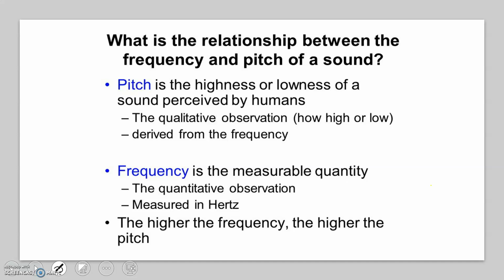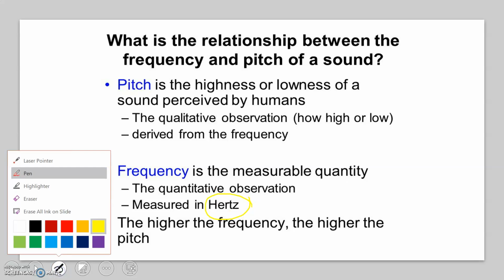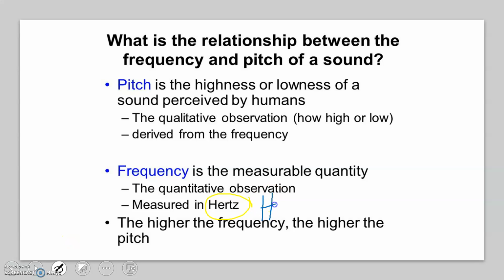Remember, frequency is the amount of waves passing by a certain point in a certain amount of time. And frequency is a measurable quantity. So it's a quantitative observation. You can measure frequency, and it's actually measured in hertz. It's measured in hertz, and you can also write it with just an H and a Z. So the higher the frequency of a wave, the higher the pitch. So a really high frequency wave would have waves very close together. That means that you would have a very high pitch.